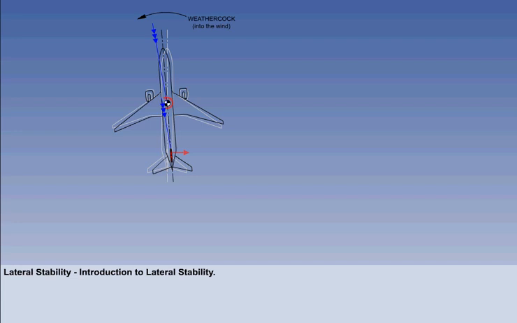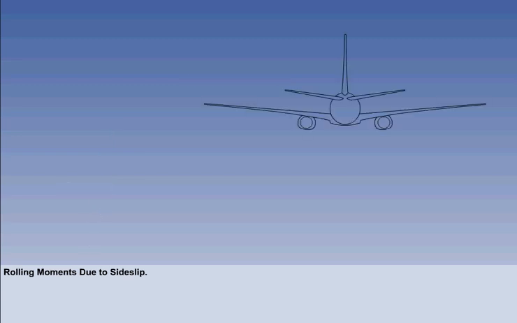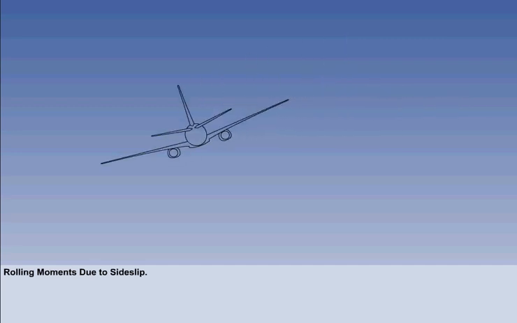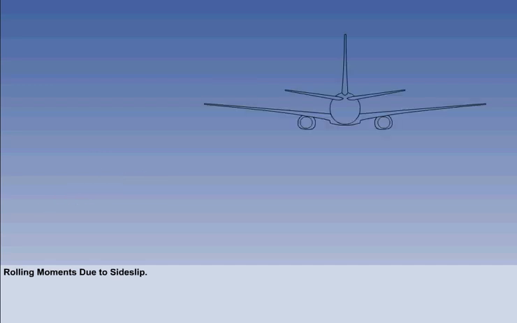For the study of lateral stability, we will concentrate on the rolling moments generated by a side slip. The type of lateral stability is determined by the direction of the rolling moment generated by the side slip. If the side slip generates an unfavourable rolling moment, the aircraft will roll further away from wings level. This is unstable due to side slip. If the side slip generates no rolling moments, the aircraft will neither roll further away from nor back towards wings level. This is neutral. If the side slip generates a favourable rolling moment, the aircraft will roll back towards wings level. This is stable due to side slip.